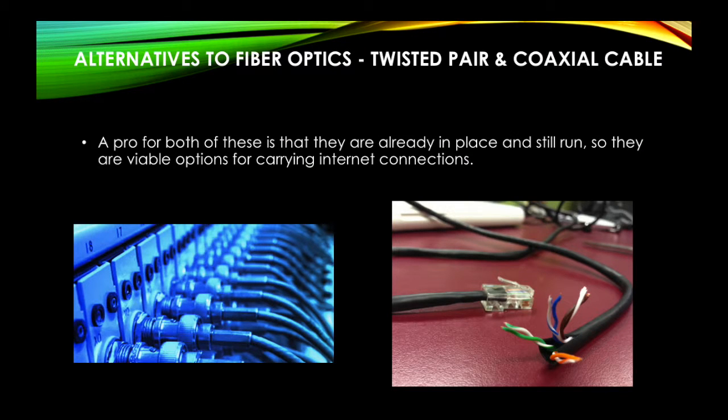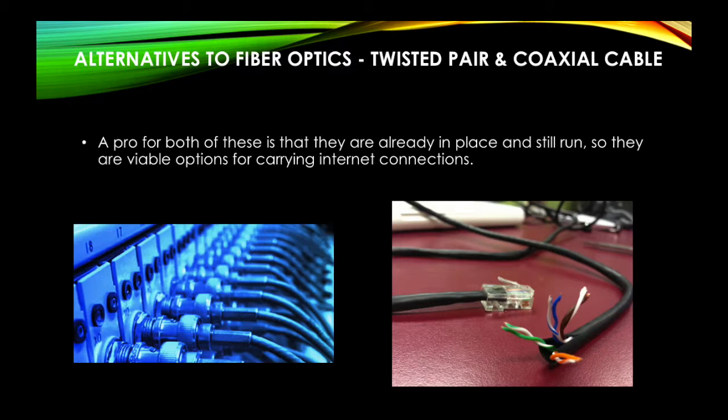Both twisted pair and coaxial cables share several pros and cons. The first pro between both of them being that they are cheaper than fiber optics. The second pro is that they are already in place and still run reasonably well, making them viable options to carry internet connections. However, both twisted pair and coaxial cables are less durable than fiber optics, making fiber optics a better choice for long distances such as across the ocean floor. However, twisted pair and coaxial cable can still be used for short distances such as in your home or in your office.